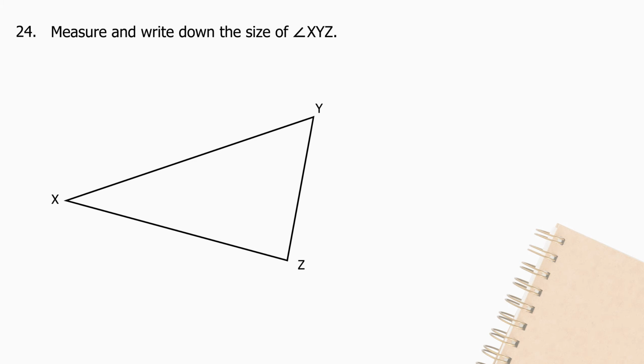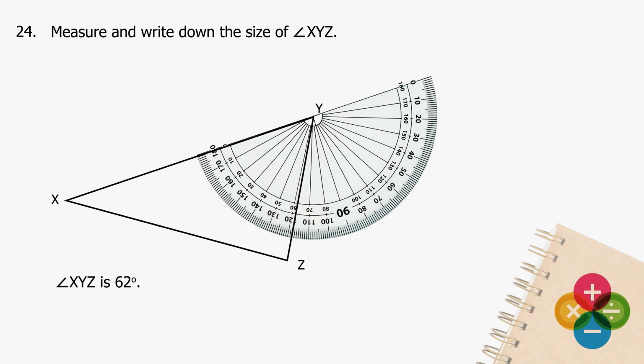Question 24. Measure and write down the size of angle XYZ. Using a protractor to measure angle XYZ, angle XYZ is 62 degrees.